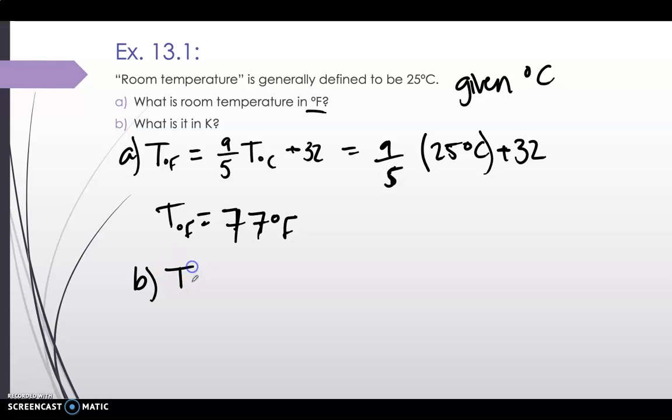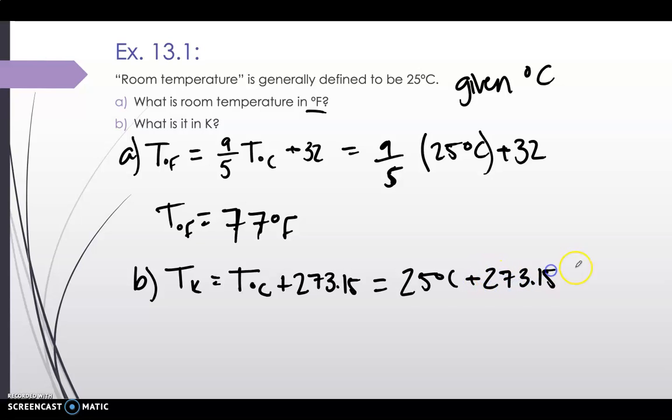So our temperature in Kelvin is going to be equal to our temperature in degrees Celsius plus 273.15. Okay, so we can plug that in, 25 degrees Celsius plus 273.15, and we get 298.15 Kelvin. Okay, so hopefully this wasn't too difficult to follow. It's really just converting temperature.